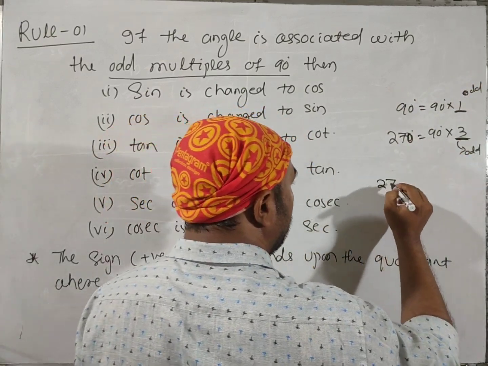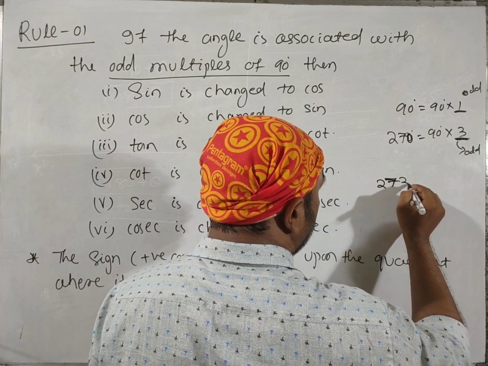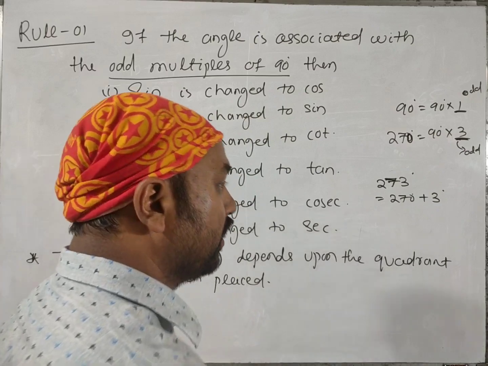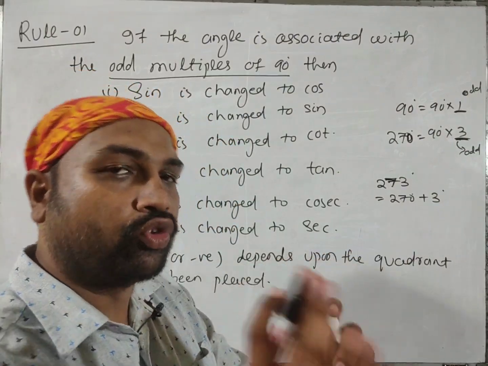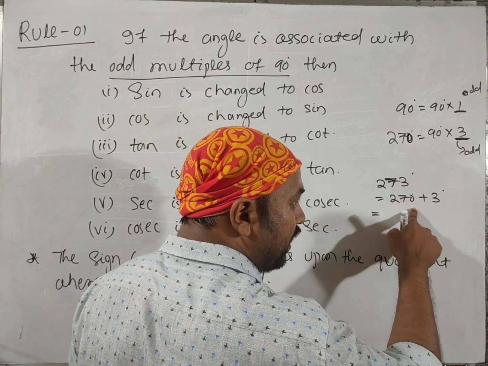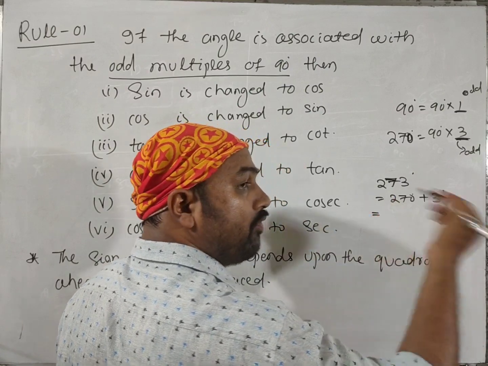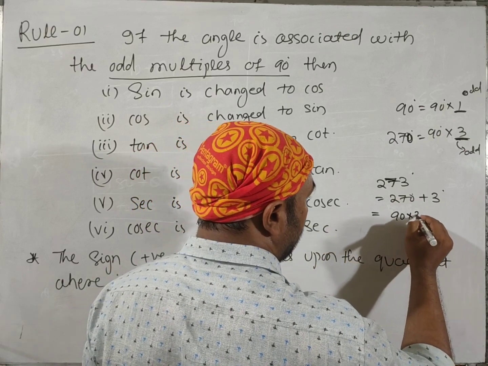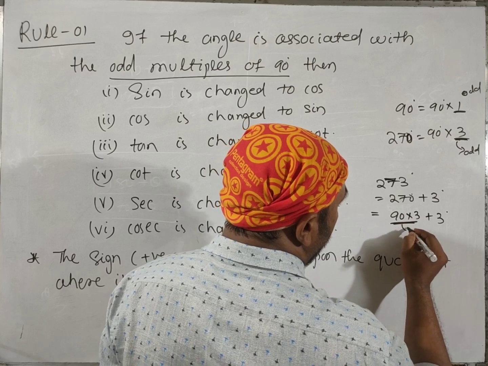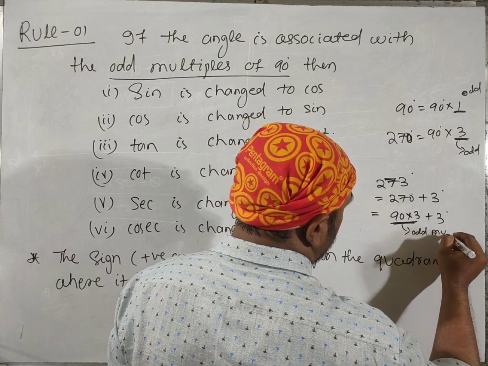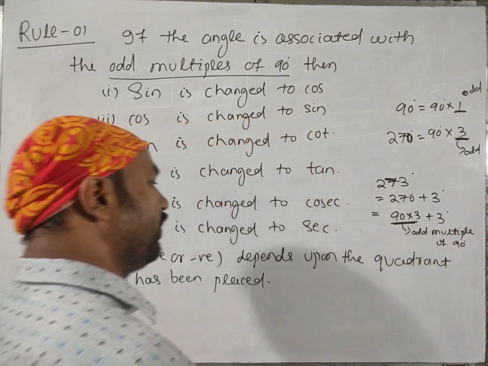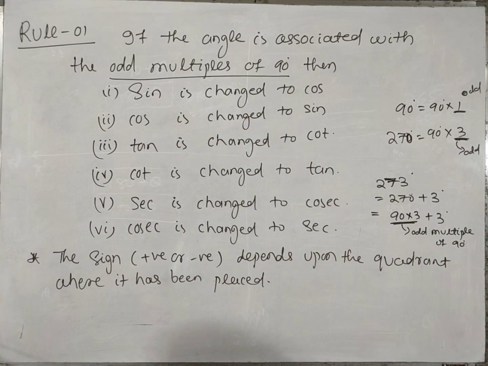Suppose there is an angle 273 degree. Then it will be expressed in the form of 270 degree plus 3 degree. That means it will lie in the fourth quadrant. Okay. Then we have to express this 270 degree in the form of multiple of 90 degree. That means it will be in the form of 90 degree multiplied with 3 plus 3 degree. So it is an odd multiple of 90 degree. So this is the meaning of odd multiple of 90 degree.